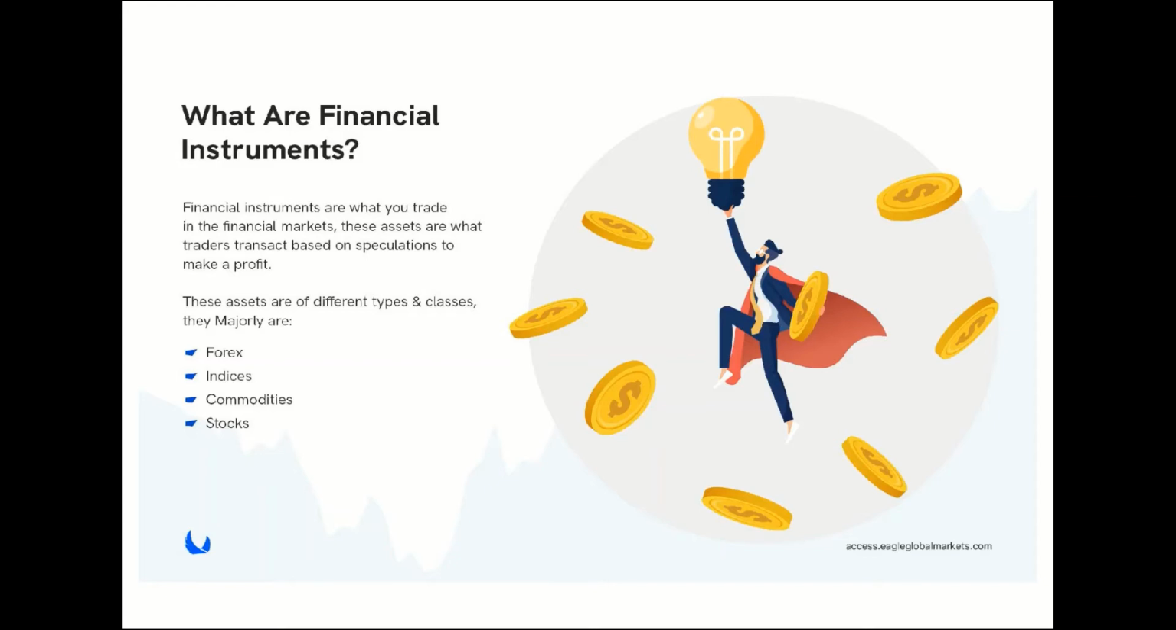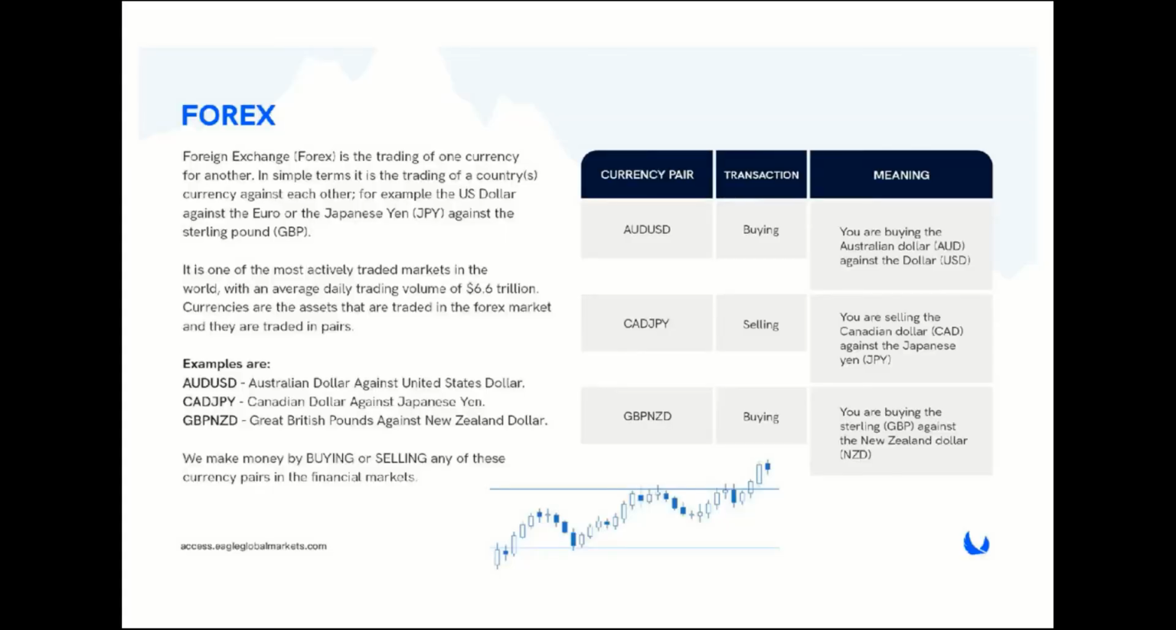These assets are of different types and classes. They majorly are forex, indices, commodities, and stocks. So in global financial markets, you can trade forex, indices, commodities, stocks, bonds, cryptocurrencies. But we are talking about the major ones, which are forex, indices, commodities, and stocks.